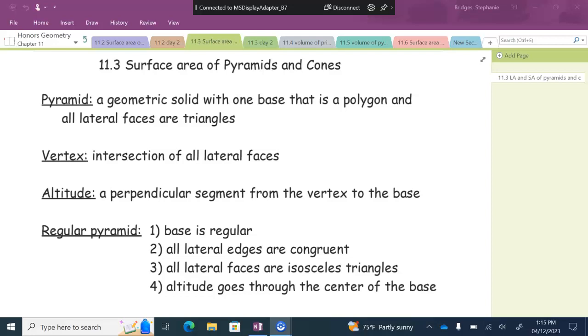The altitude is a perpendicular segment from the vertex to the base. We talked about this yesterday, like the axis.